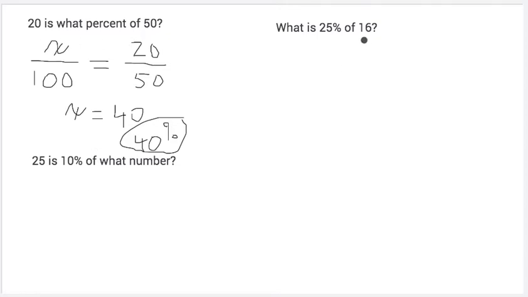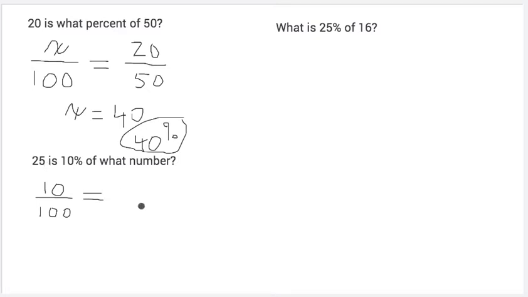Let's try these other two as well. Let's set them both up. 25 is 10% of what number? This is a percent problem written in a different way. Now we know the percent, that's a given. We have the part of the number, we just don't have the whole here. So let's set it up. Let's start with the percent fraction. 10%, we'll set that up as a number over 100, and we know it's 10%, so it's 10 out of 100. So that's given to us.